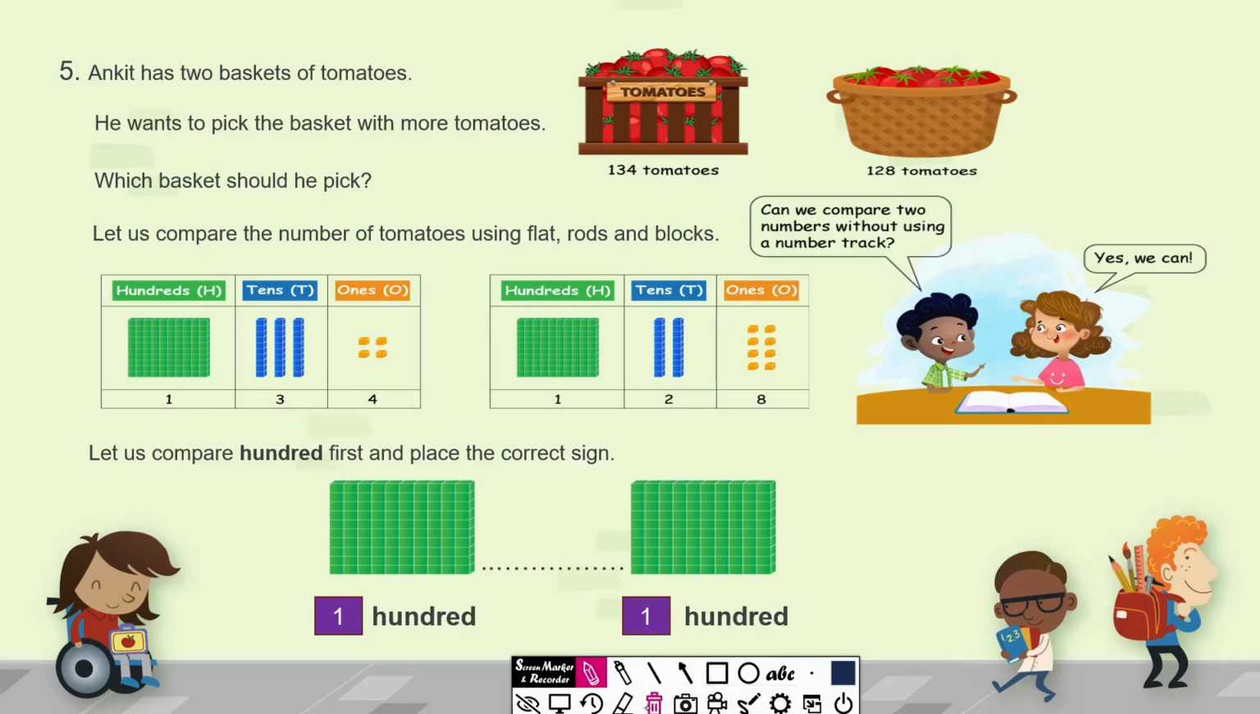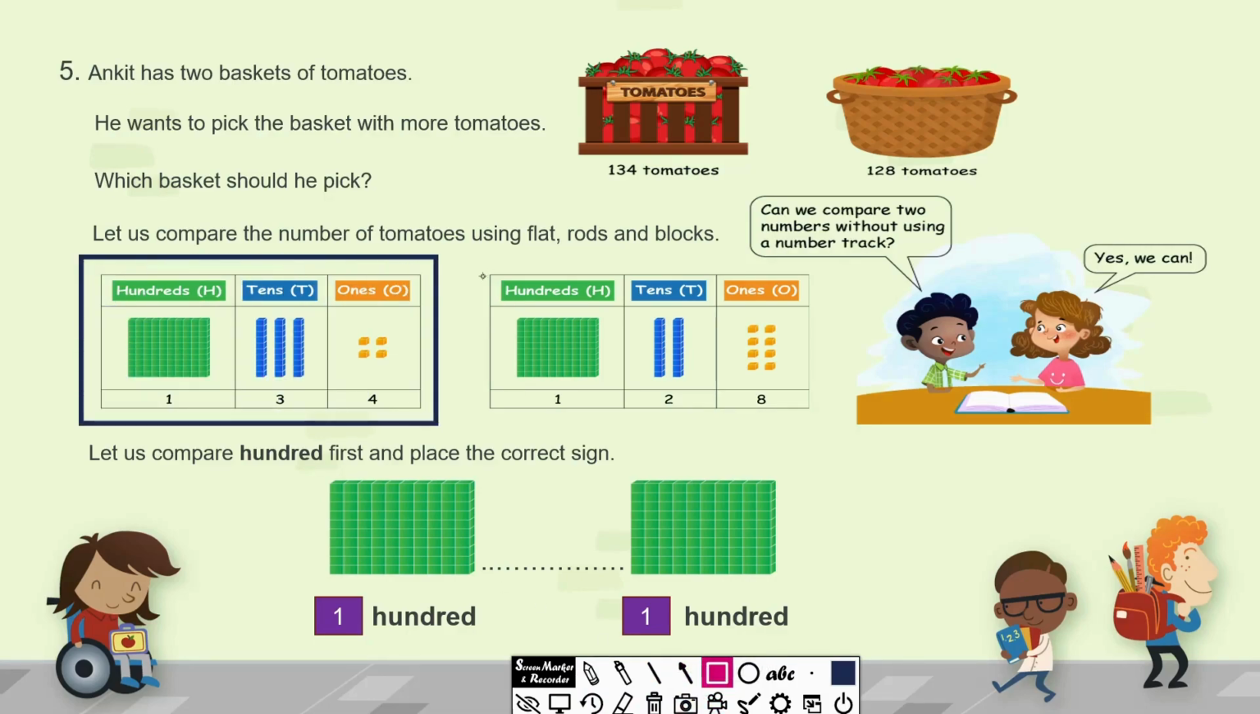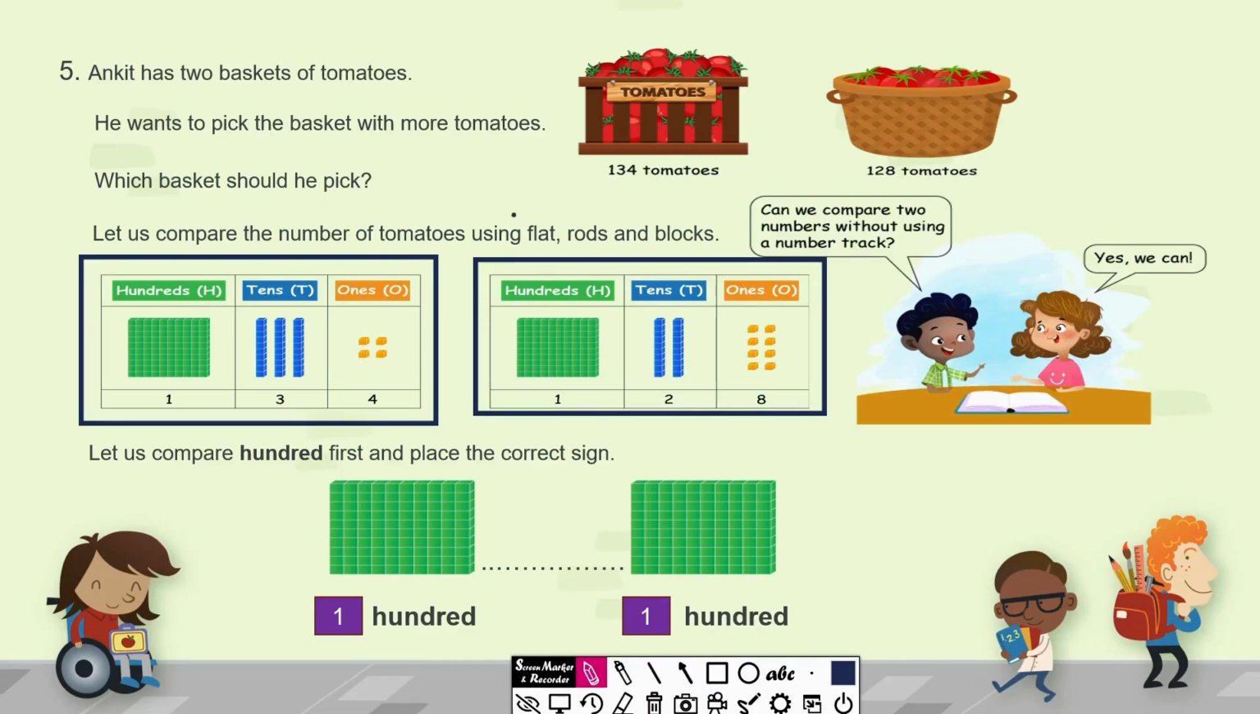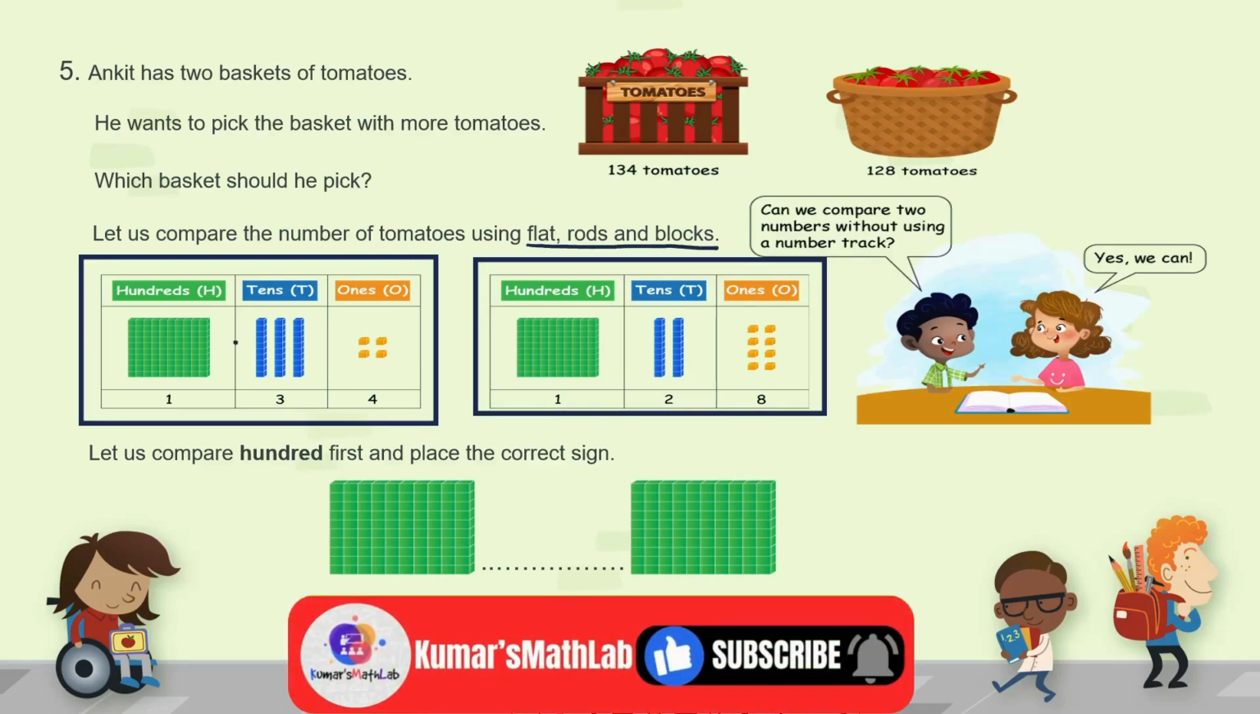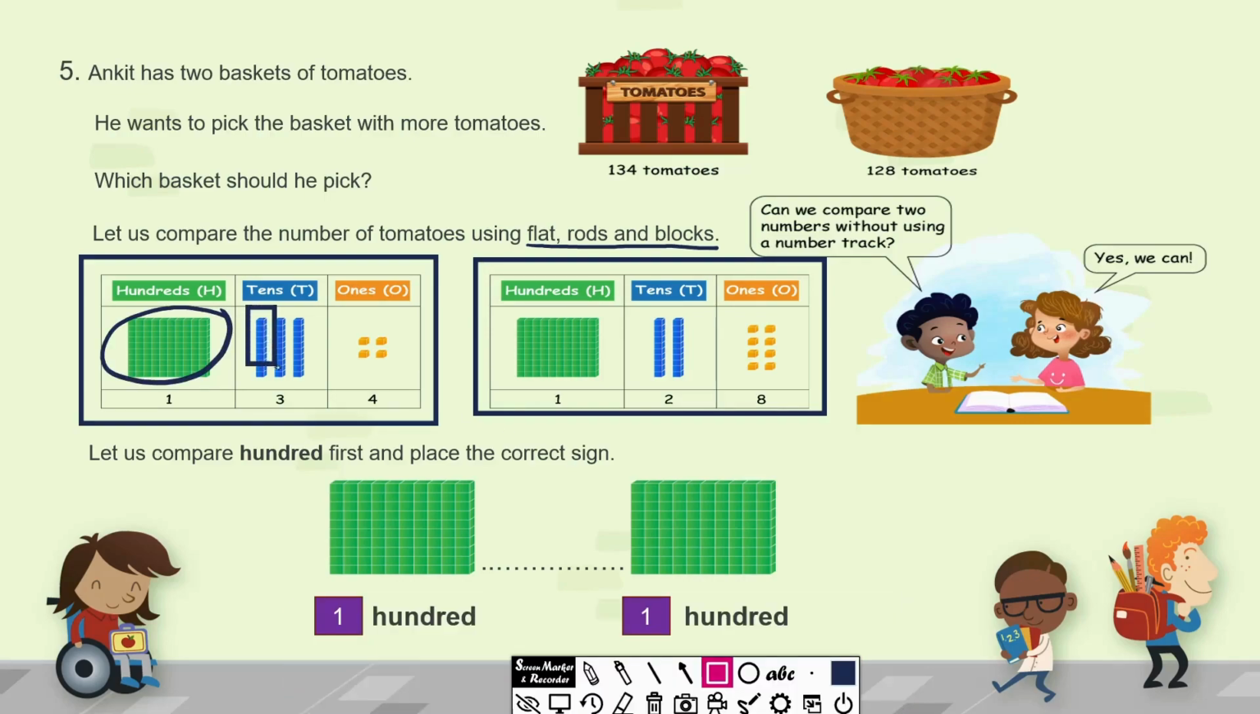Okay? Understood? If not, not a problem. You will get it very quickly. I'll tell you. Now see. Here we have 2 numbers. Number 1 and this is another number 2. Now, can you remember that flats, rods and blocks? 1 flat is equal to 100. 1 rod is equal to 1 ten and 1 block is equal to 1 one.